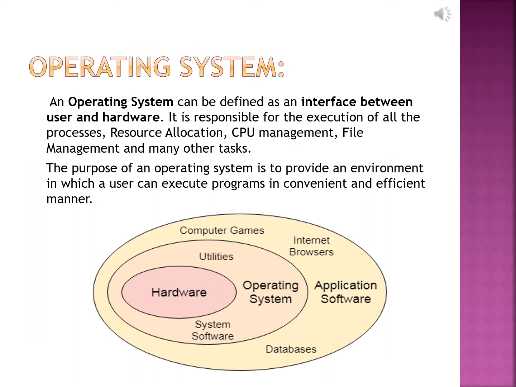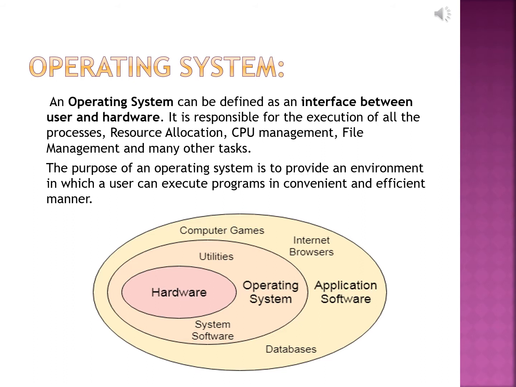Nowadays, nearly all of us know how to use a computer, and so we all know the term OS, that is operating system, because we all use Windows or Linux on our computers. Those are the OS, or operating system. Now, what is an operating system? An operating system can be defined as an interface between user and hardware. It is responsible for the execution of all the processes, resource allocation, CPU management, file management, and many other tasks.